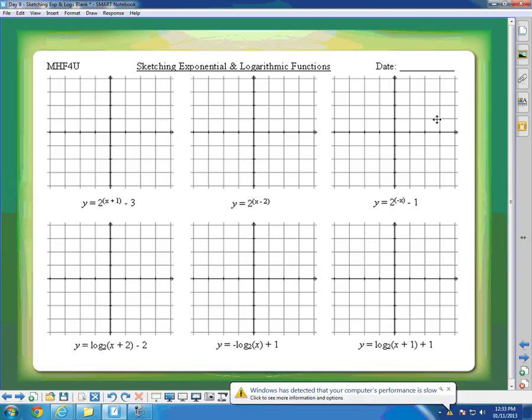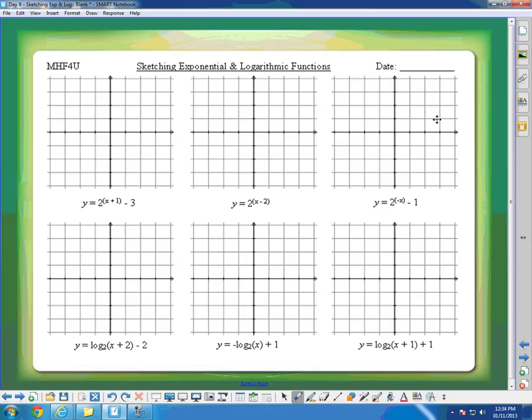Or you can just watch, not make any notes, and then try it on your own later. I'll let you guys decide how you do this. But I'm going to do the first question in each row. All right. So the first one is y equals 2 to the x plus 1 minus 3.